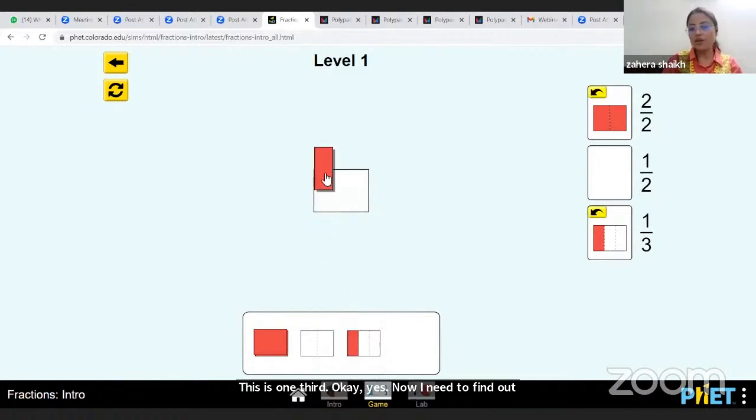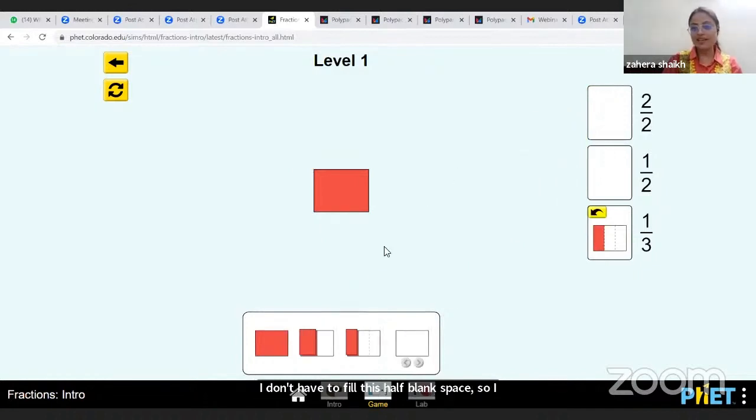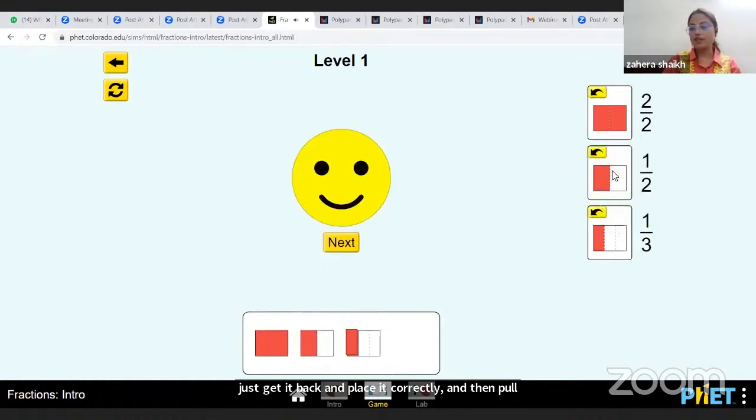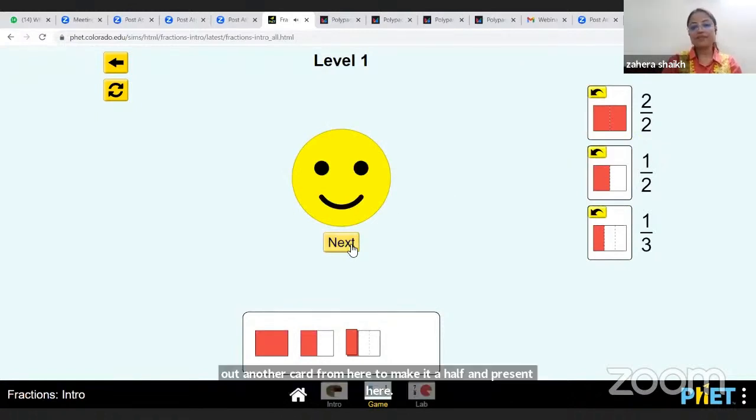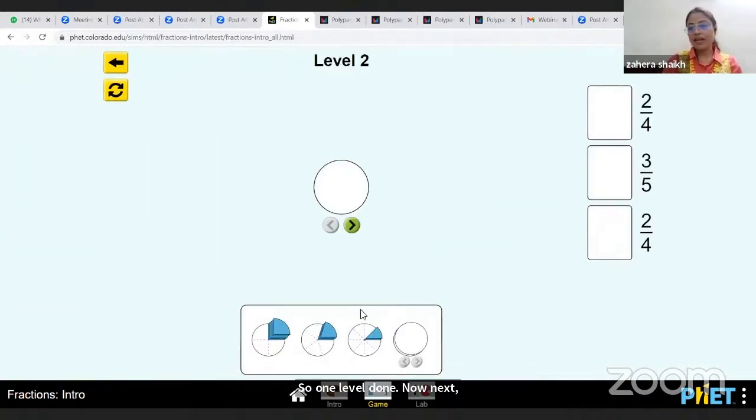Okay. Now see, I don't have anything which represents half. I have a whole, but I have already used the card present here as 2 halves, which makes a whole, so I don't have to fill this half blank space. So I will just get it back and place it correctly, and then pull out another card from here to make it a half and place it here. So one level done. Now next level, again I have to see, okay, there is 2 by 4.